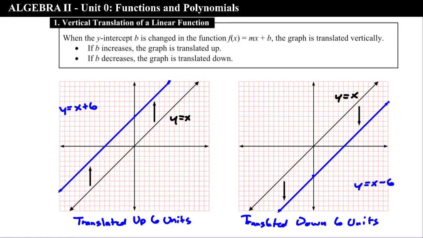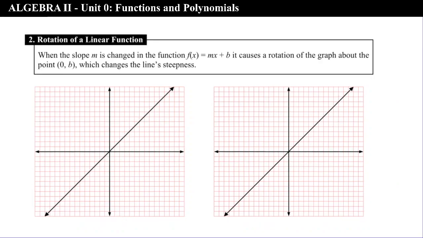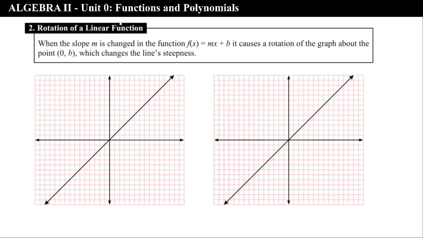Okay, let's talk about the other types of transformations. Let's go to rotation. Okay? So here we are, we're starting with our parent function again, y equals x. And we are going to now rotate. So how do we rotate a linear function? Well, when the slope is changed in the function, y equals mx plus b, it causes a rotation of the graph about a point (0, b), our y-intercept, which changes the line's steepness. Okay? And because we change the line's steepness, we essentially make it look like it rotated.